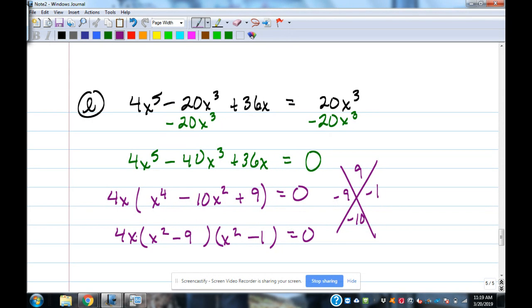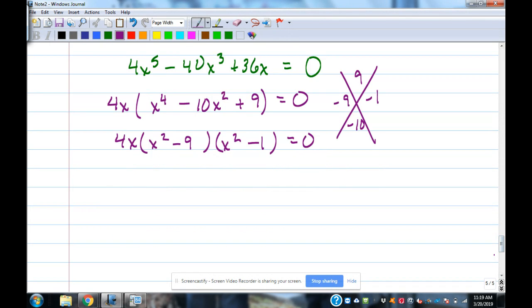I still have that 4x there. What do I know about x squared minus 9? It's a difference of squares. It's x plus 3, x minus 3. What about x squared minus 1? Is it a difference of squares? Is 1 a square number? So yeah, 1 is a square number. So it's x plus 1, x minus 1. Hey, 1, 2, 3, 4, 5 factors out of that.